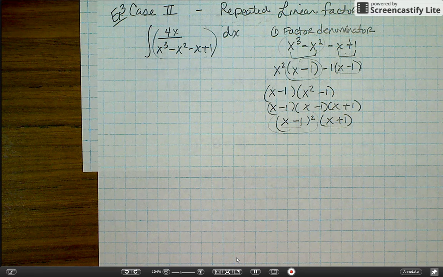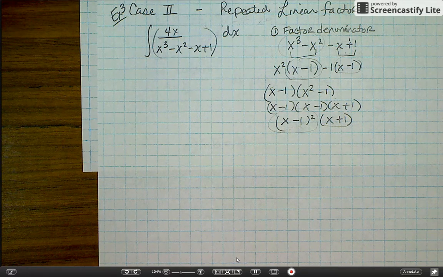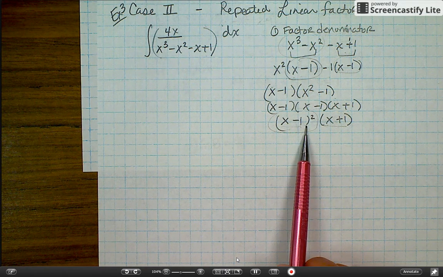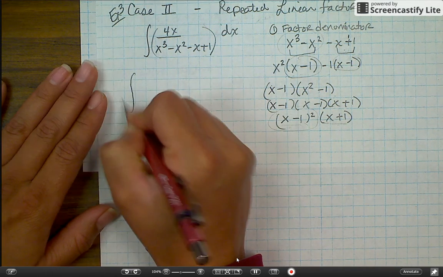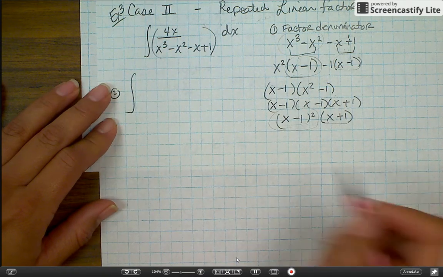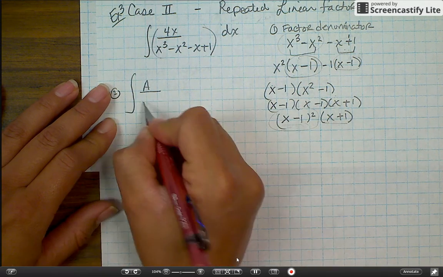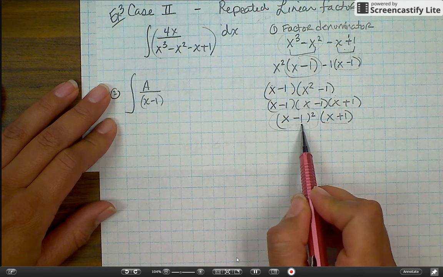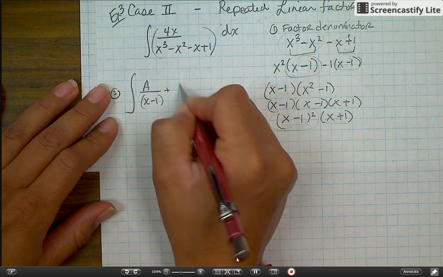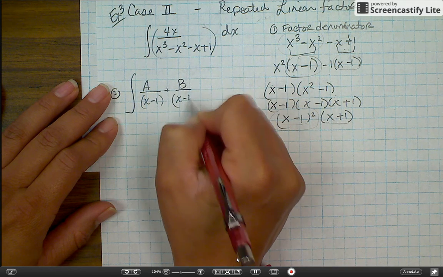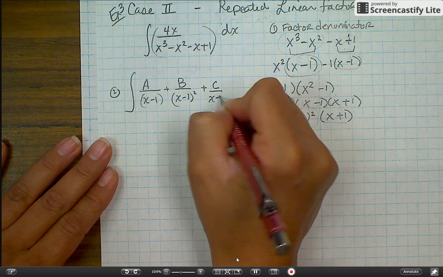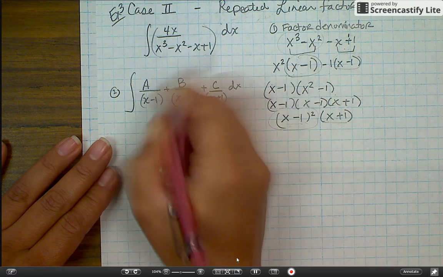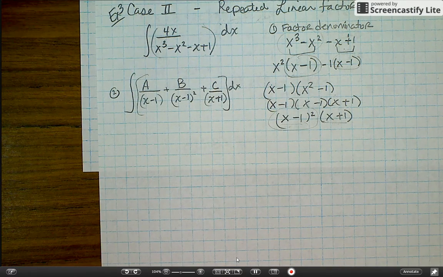So how you do that is, technically you have 3 factors, because I count this as 2. What I want to do is expand my integral. So my step 2 would be a all over x minus 1, one of these to the first power, plus b all over x minus 1 to the second power, and then plus c all over x plus 1 dx. So what happens is you do this for each power.